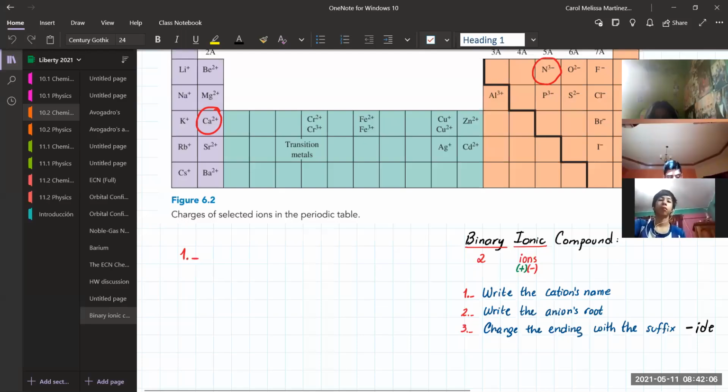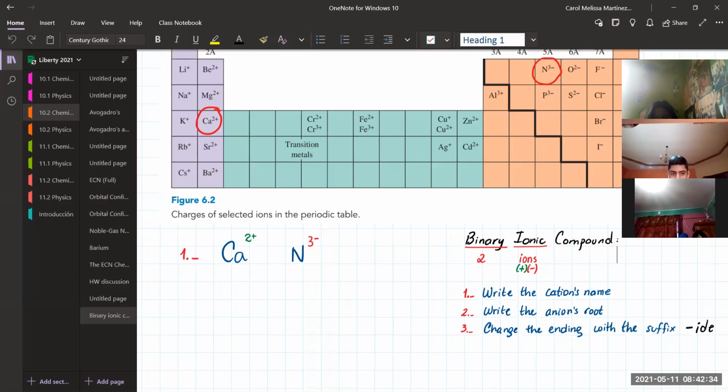So if I need to combine calcium and nitrogen, it's going to be something like this. Calcium, which has a charge of 2 positive, and nitrogen that has a charge of 3 negative. The first thing that we need to know is which one is the cation and which one is the anion.